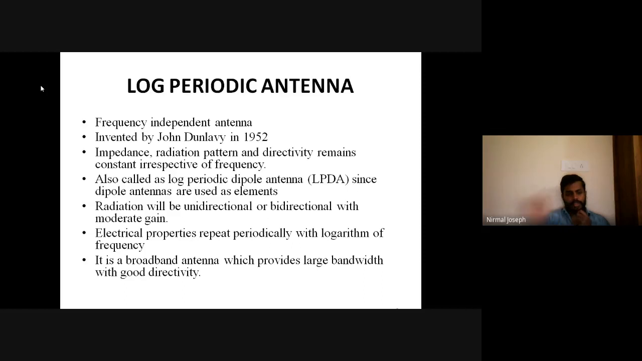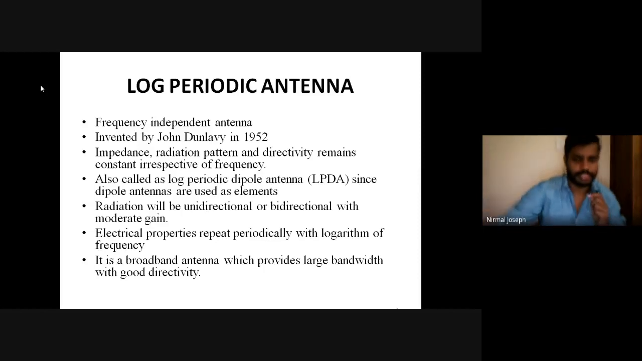It can operate over a wide range of frequencies. Frequency is not that important, but that is only the last point. Broadband antenna means it can operate over a wide range of frequencies, and it provides large bandwidths. That's it. Broadband antenna means it can operate for a wide range of frequencies, hence the bandwidth will be large. All these things are the same, just some manipulation of words.